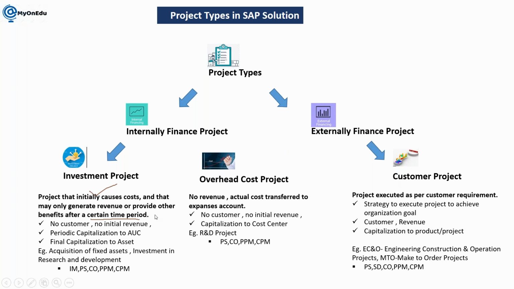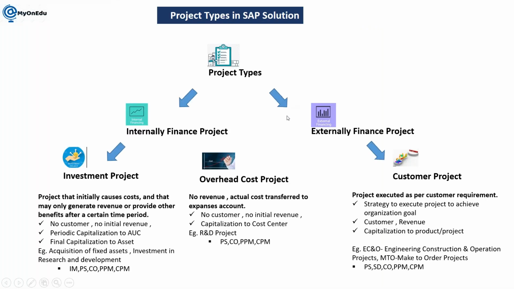So basically we have three different types of project. One is an investment project, another is a cost or overhead project, and the third is a customer project. All the questions in your interview you will get only from these three areas. Nothing will be outside of these three areas or three business lines.